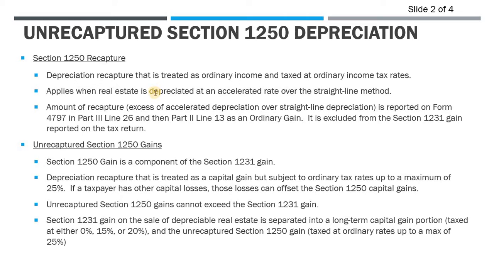Now, here's where we get into what is more common: unrecaptured Section 1250 gains. So unrecaptured Section 1250 gain is a component of the Section 1231 gain. So when we sell the real estate and we have this Section 1231 gain amount, of that total Section 1231 gain, there is a piece that is Section 1250. That is the unrecaptured Section 1250 piece. That is the depreciation expense.